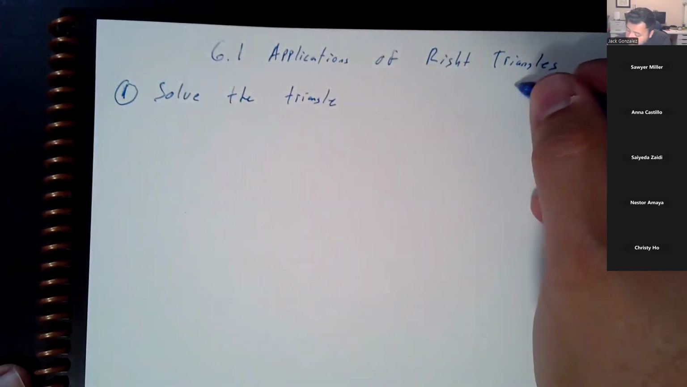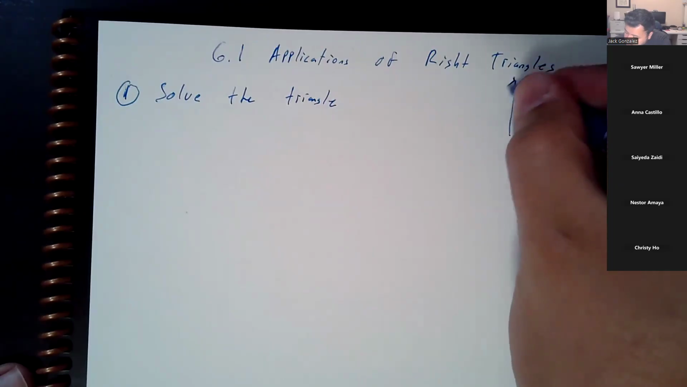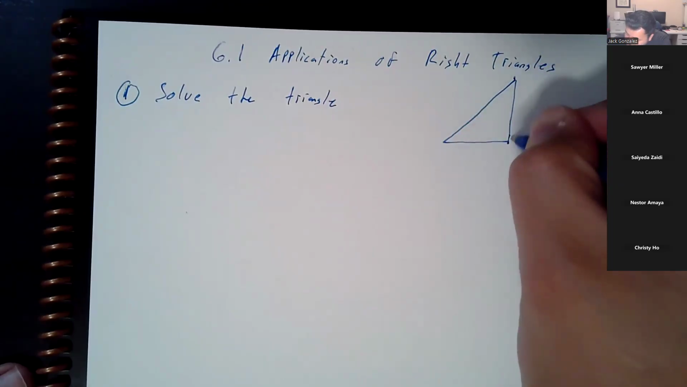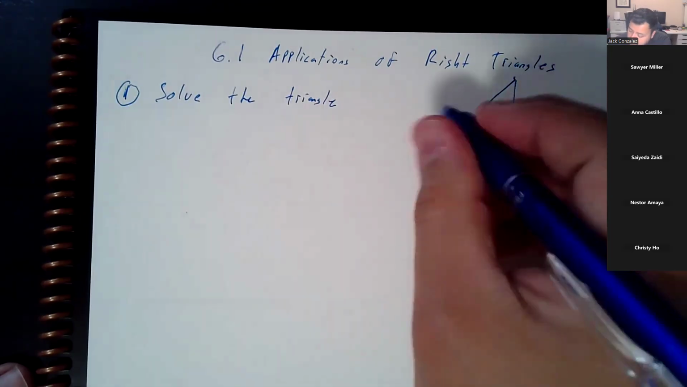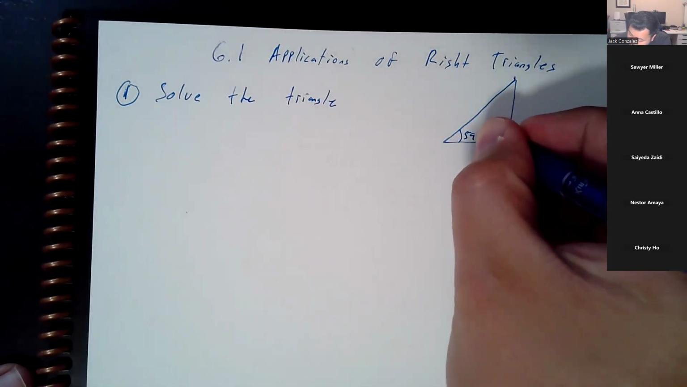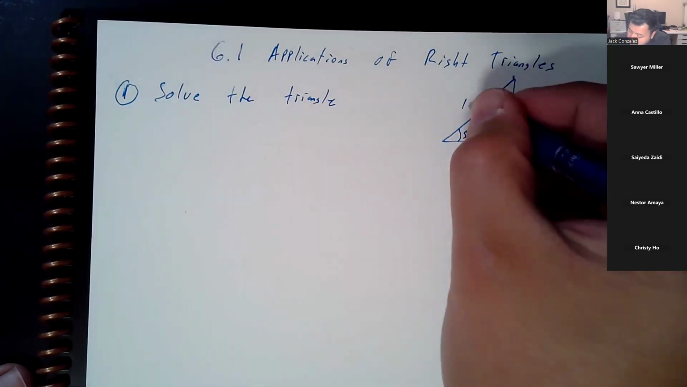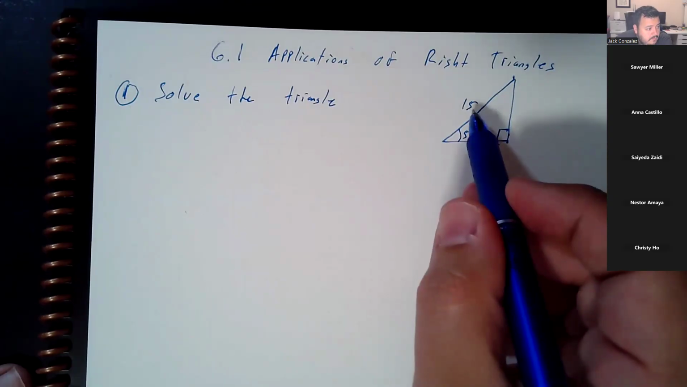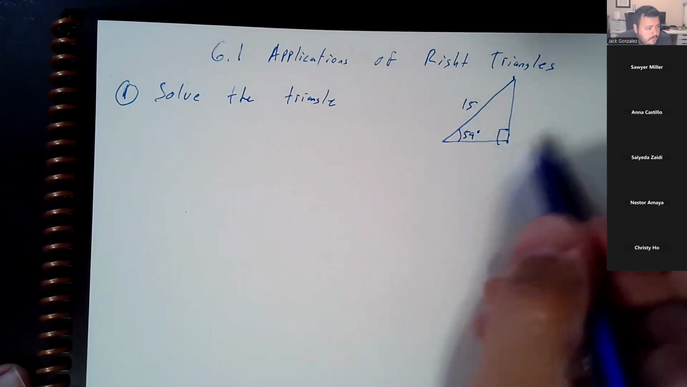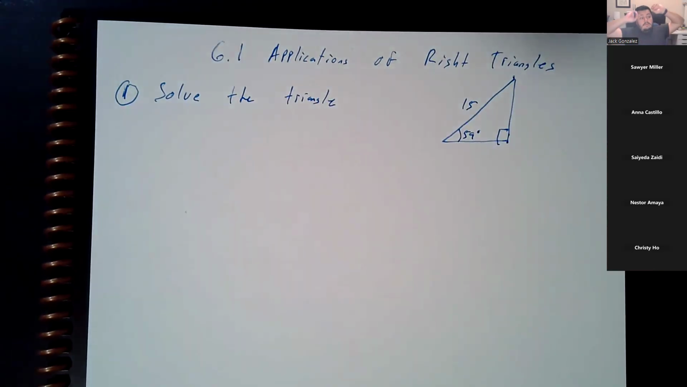Okay, so here's the triangle that they give us. It's 59 degrees, and this side is 15, in a right triangle. I want to find all the sides and the angles. So which trig function should we use to help us out? Now we're going to need a calculator.